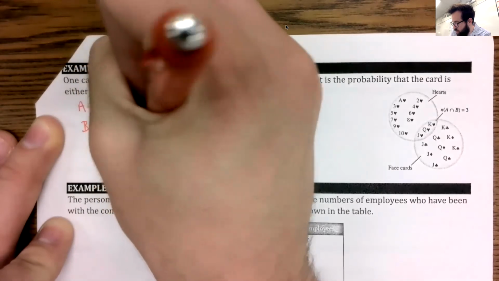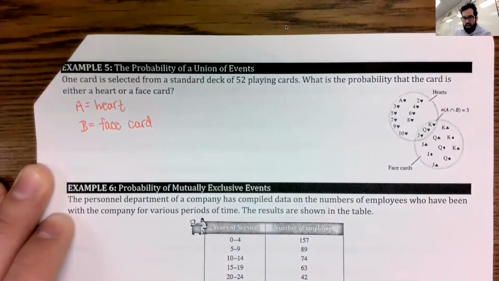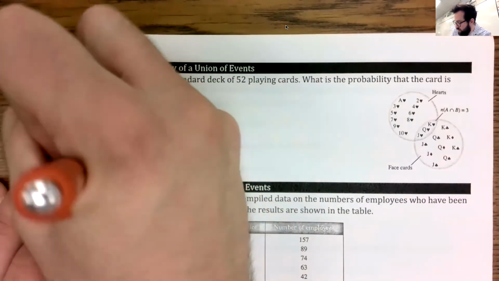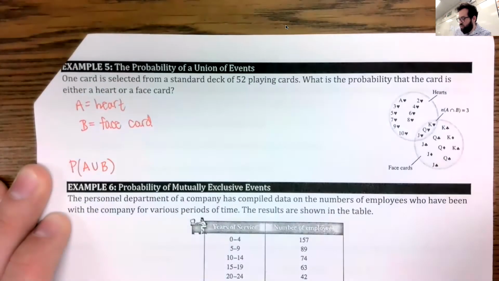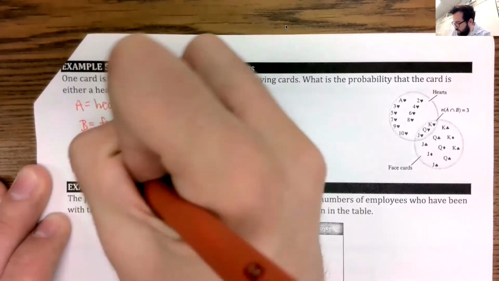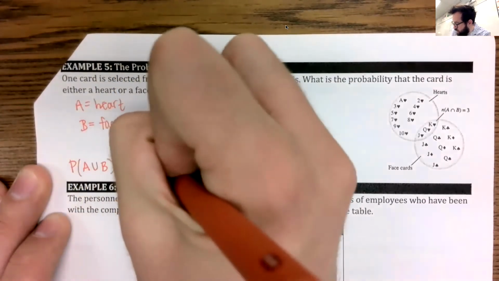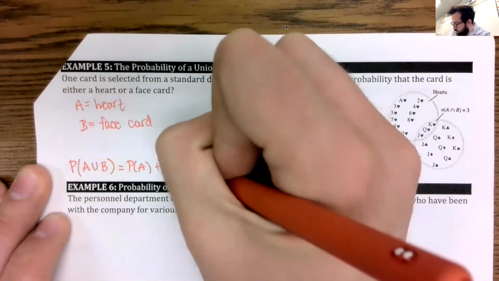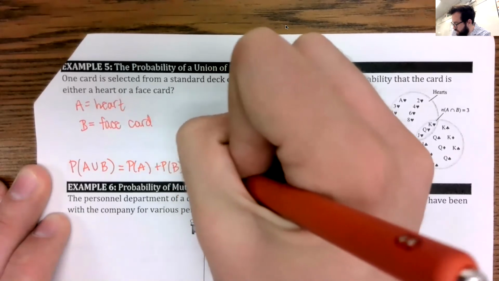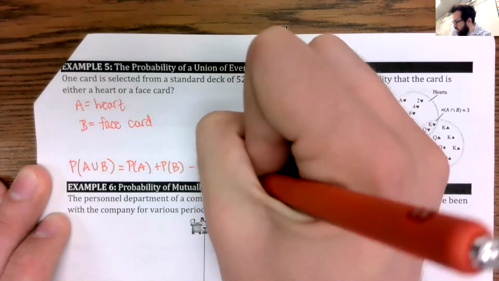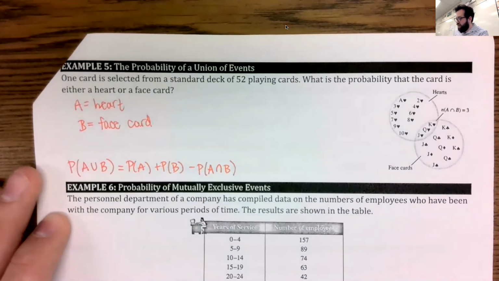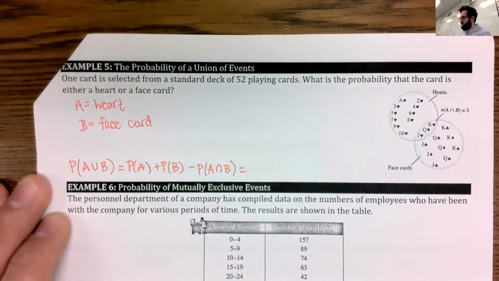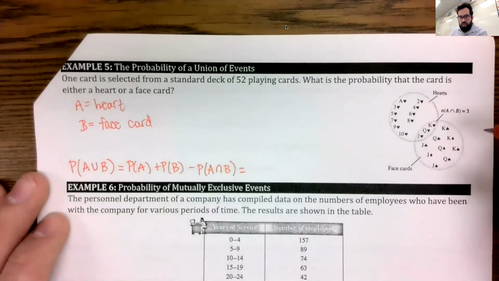So let me write down what that definition said from the front, and then we'll talk about why we do this. So it's the probability of A union B, which just looks like a U, and it equals the probability of A plus the probability of B minus the probability of A intersect B, which is an upside down U, kind of like an N for intersect. So we're going to write those next to that. But let's first look at this Venn diagram.